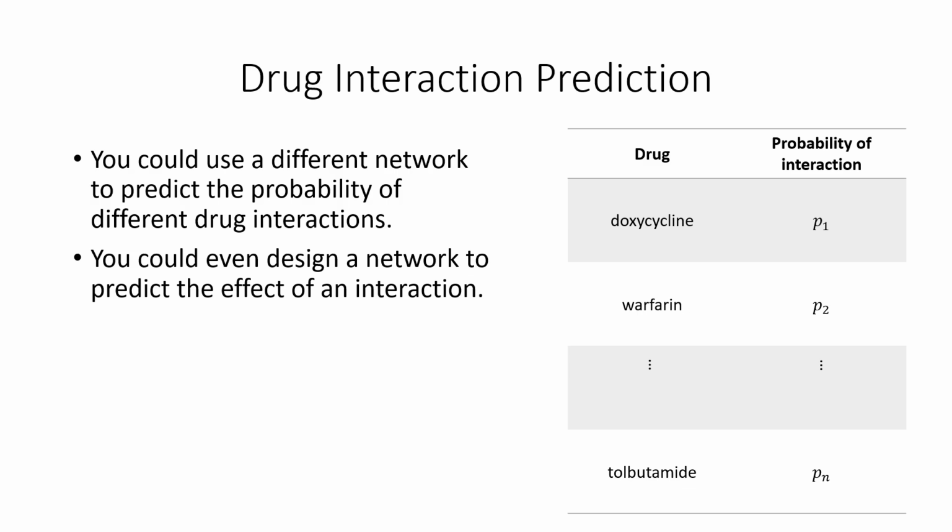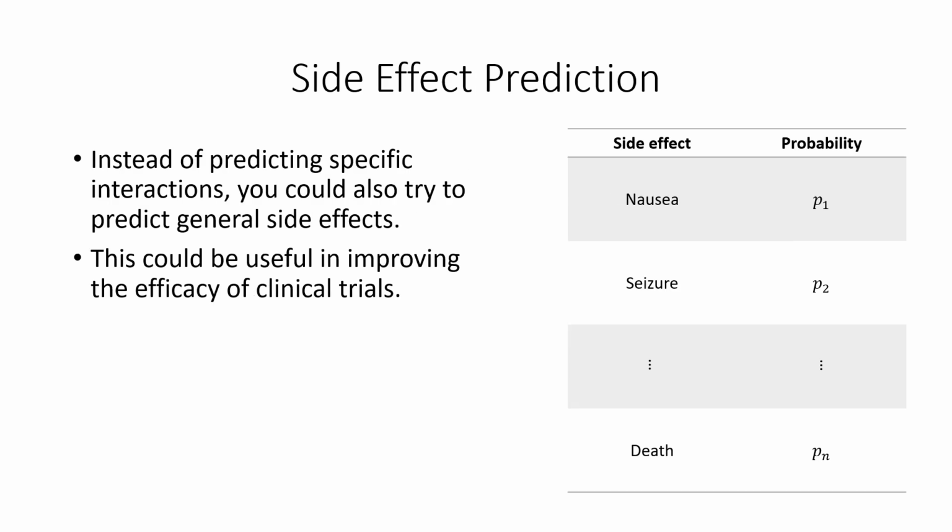And you might even want to use the machine learning model to try and predict the effect that such a drug interaction would have. Now, instead of just predicting specific interactions, you may also want to predict general side effects. In the future, we might design a model that can take the ligand structure as an input and output something like the probabilities of different side effects. Maybe you'll get an output like a table like this with each probability corresponding to a different side effect. So in this case, nausea, seizure, death.